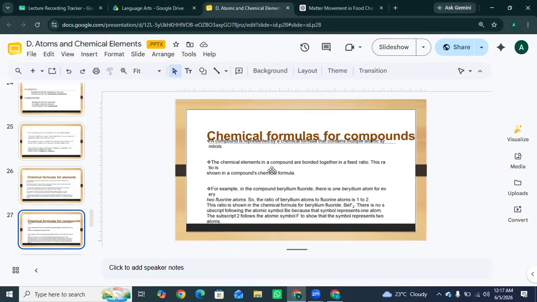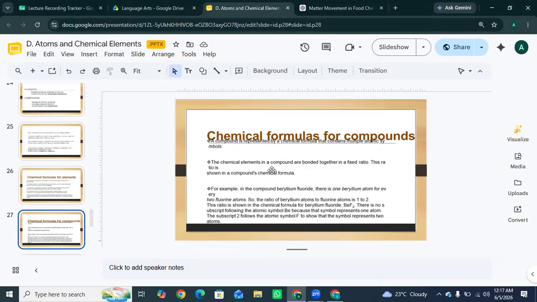So basically, we're saying that because compounds are made of different elements, as I have told you, their formulas will have multiple atomic symbols mixed together in a fixed ratio. In simple words, compounds are made of different elements and their formulas will have multiple atomic symbols mixed together in a fixed ratio.